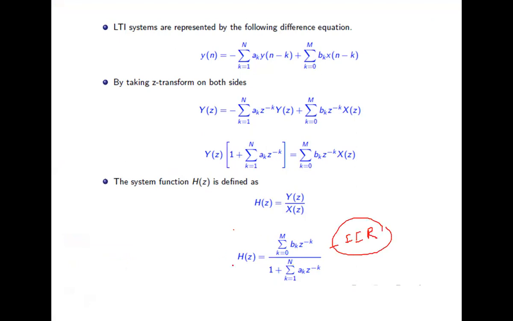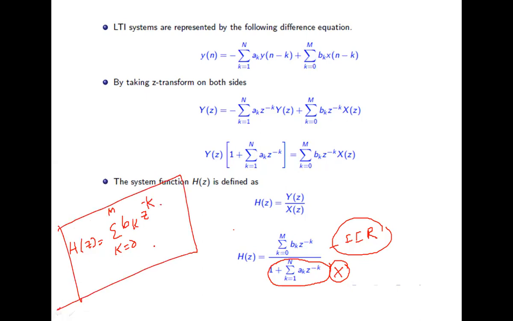Now, if I want to use the same transfer function for FIR system, only this part is going to be absent. So H of z equals summation k equals 0 to M, b_k z power minus k. This is the transfer function for an FIR system, as an FIR system doesn't have any feedback.